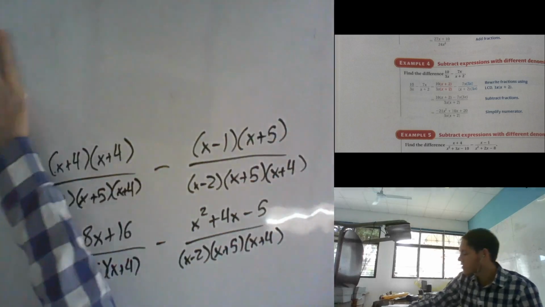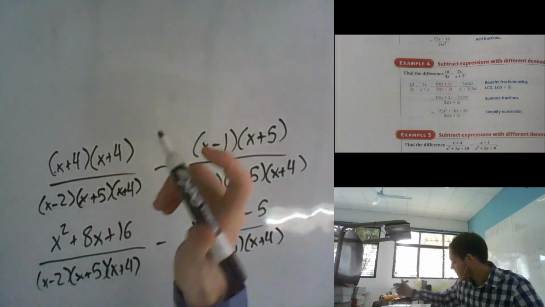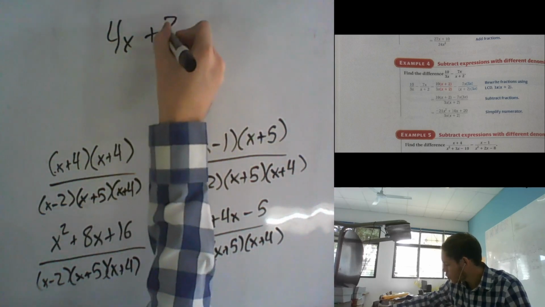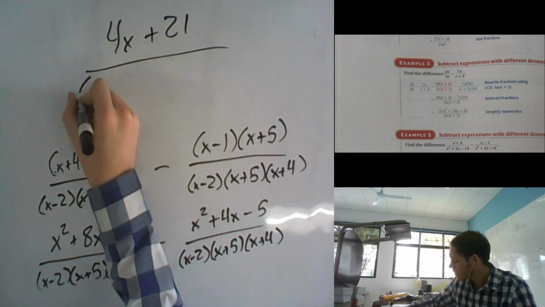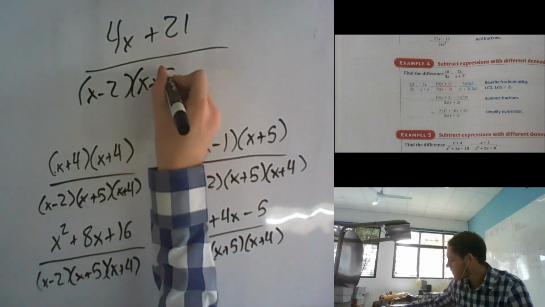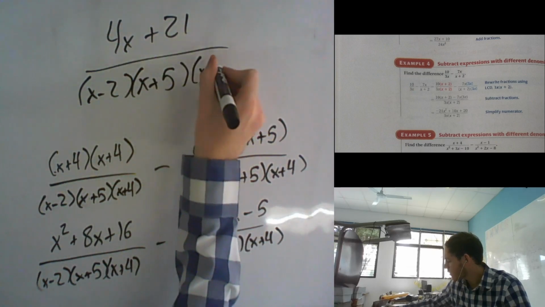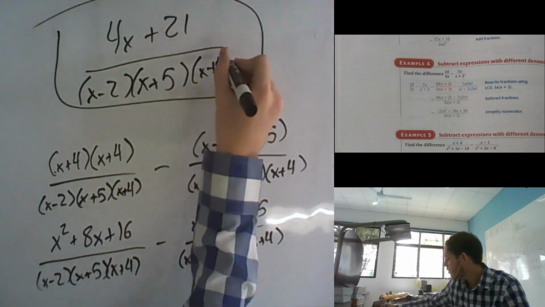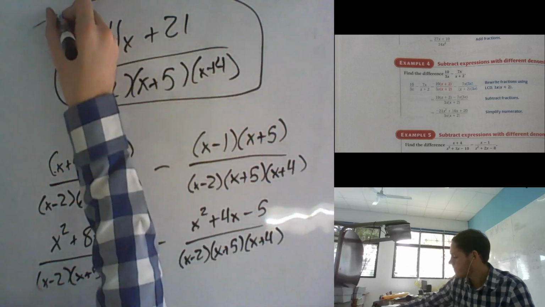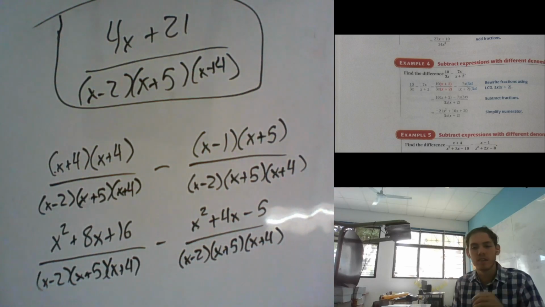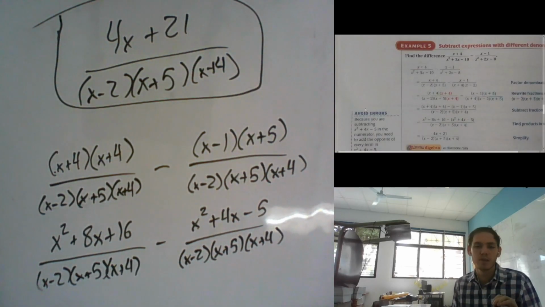The final answer is going to be 4x plus 21 over x minus 2, x plus 5, x plus 4. Okay. And we check, is that what the book got? Yes, that is what the book got.